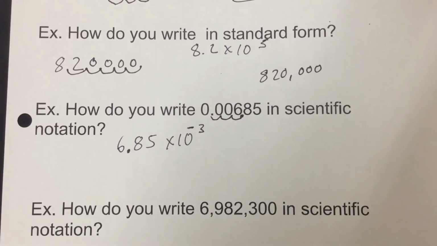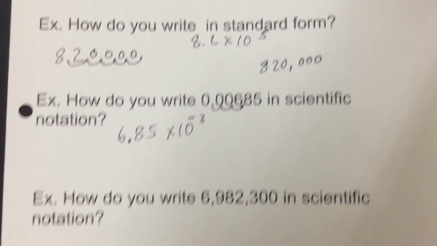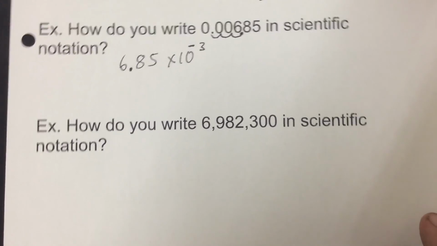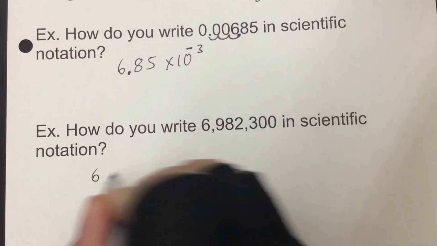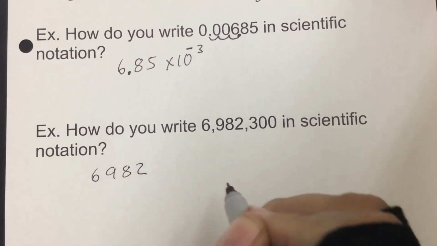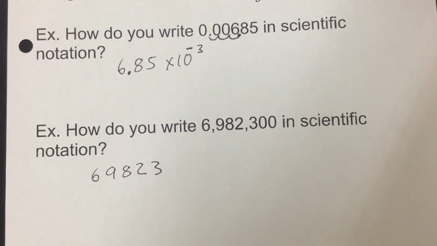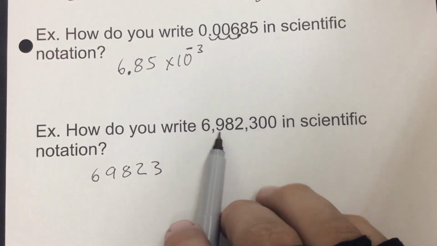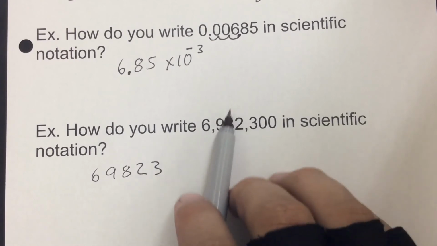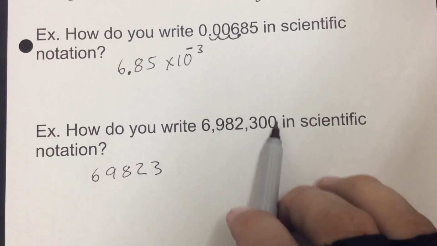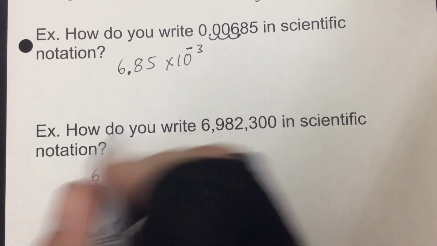Bigger number here, so we're going to write all of the non-zero numbers. So we would write our 6, 9, 8, 2, 3. So all those non-zeros. Now, if there would have been a 0 between, say, the 9 and the 8, we would have kept that 0 there. But these zeros on the end, we're going to drop.